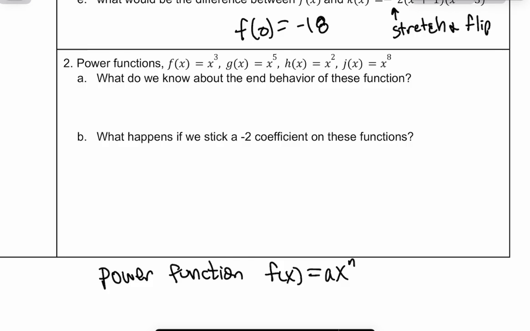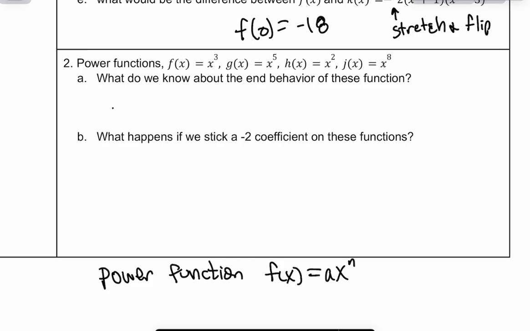We're going to explore what happens when that n is a whole number. It looks like that polynomial. What if it's a fraction? What if it's negative? We'll explore more types of power functions as we go. But these are the simplest types of polynomial power functions, okay? So what do we know about the end behavior?